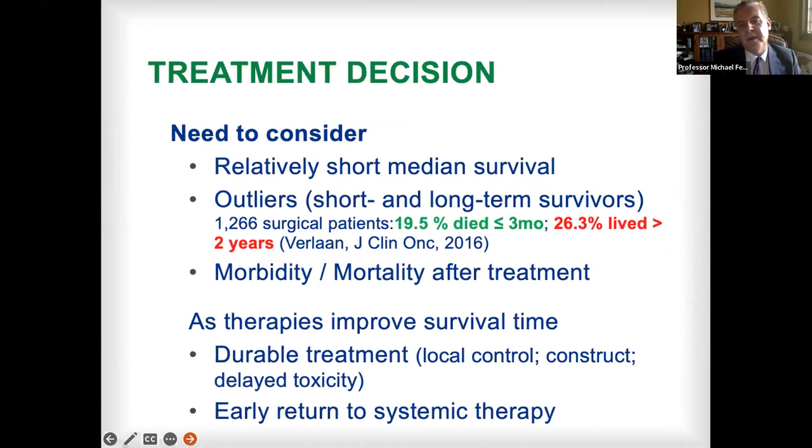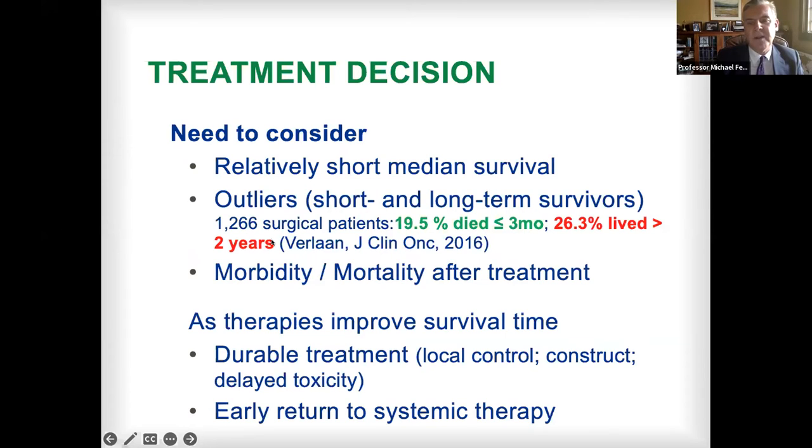However, metastatic spine cancer is still a relatively sobering diagnosis. The majority of patients do have relatively short median survivals, that is on average between 6 and 12 months. But again, there are outliers, and I would commend this paper by Dr. Ferland from the Netherlands in Journal of Clinical Oncology. And essentially, about 20% of patients succumb within 3 months, and about a quarter of patients are the long-term survivors beyond 2 years. And I'll explore some of these factors a bit later in the lecture.